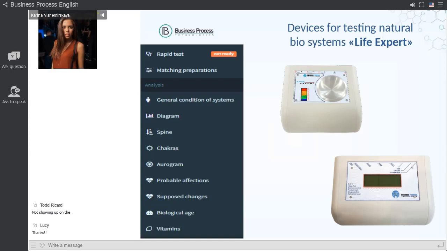Biological age. This panel shows the real age, biological age, the difference between biological and real age, as well as the coefficient of aging. If we don't change anything in our lifestyle, this will be the coefficient of aging. And the vitamin section reflects the probability of vitamin assimilation by the body.